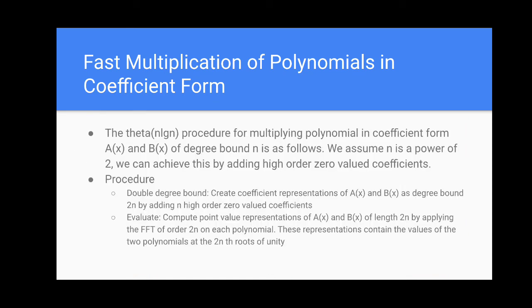The same procedure is outlined here. First, double the degree bound: create coefficient representations of A(x) and B(x) of degree bound 2n by adding n high-order zero-valued coefficients. Then we evaluate, that is, compute the point value representation of A(x) and B(x) of length 2n by applying the fast Fourier transform of order 2n on each polynomial, and these representations contain the values of the two polynomials at the 2nth roots of unity.